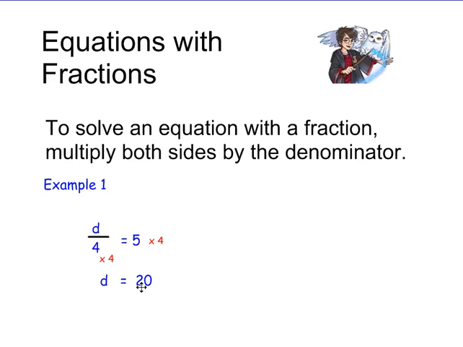So d equals 20. Now I can check it. I can replace my term here, my pronumeral. 20 divided by 4 equals 5. Brilliant. We just checked it.